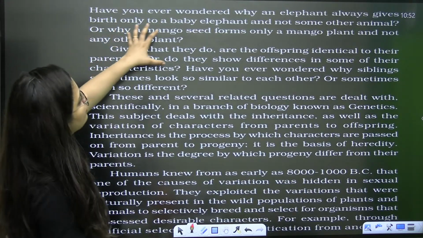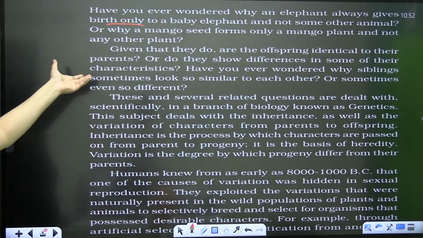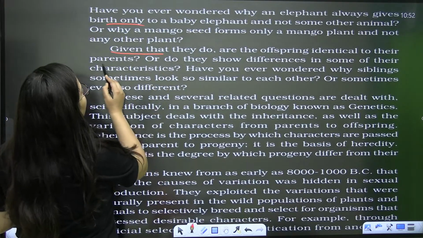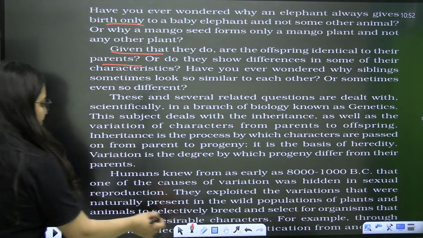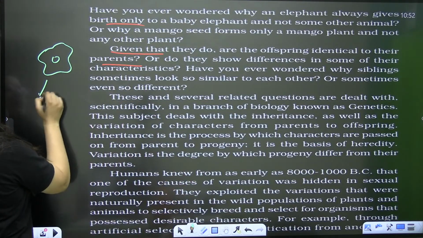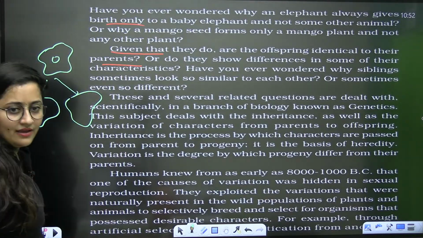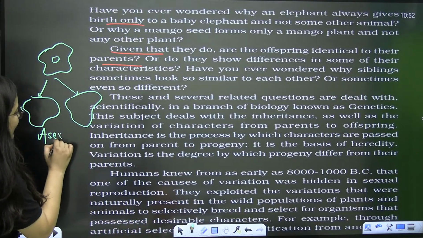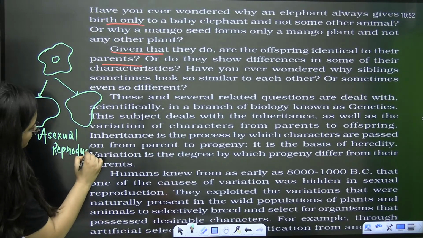So they are saying, have you ever wondered why an elephant always gives birth only to a baby elephant? Of course, now you know the genes are responsible, right? And you know that offsprings are not totally identical to their parents. Offsprings are identical only in the case of asexual reproduction. Like if this is an amoeba, it will form daughter cells, and those daughter cells are ditto like the parents. Why? Because here you will see asexual reproduction.